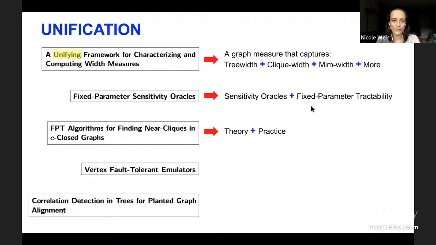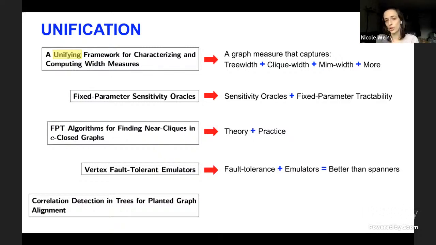The next paper is vertex fault-tolerant emulators. And this paper combines the ideas of fault tolerance and emulators. And emulators are a graph structure that are similar to another graph structure called spanners. And the punchline of this paper is that in the standard setting where you don't have fault tolerance, it turns out that spanners and emulators have similar bounds or the same bounds. Whereas if you go into the fault tolerant setting, emulators actually perform better than spanners.